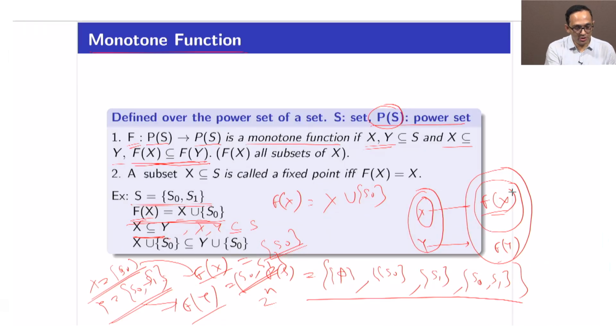There is one more important point of a monotone function, that I will say some subset x of S is a fixed point if f(x) equals x. So if I take x and map it using the function, and I get the same set, then I will say this is a fixed point of the function, okay.